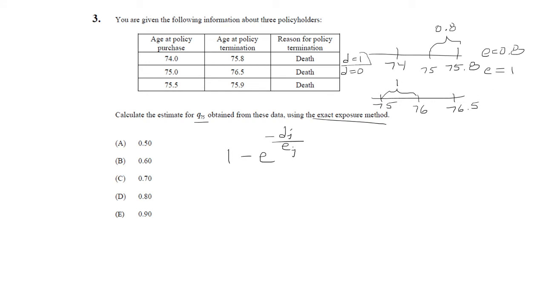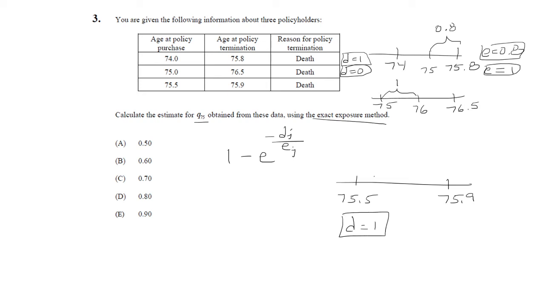Okay. So now let's look at the next policy. The policy was purchased at age 75.5 and died at 75.9. Because there was a death during age 75, we say that the death is 1. There's 1 death. And for the exposure, we have to look at the difference between 75.5 and 75.9, which is just 0.4. So the policy was exposed for 0.4 years.